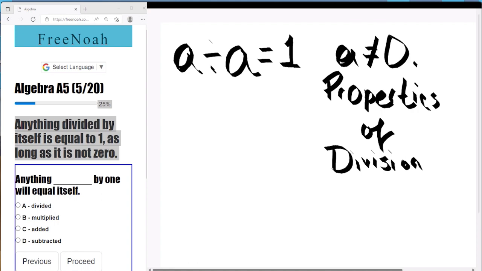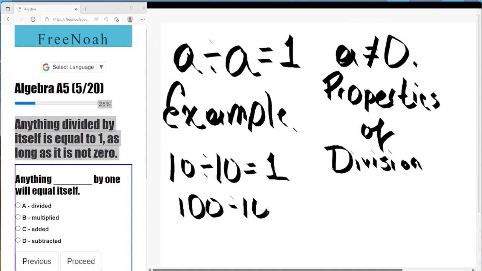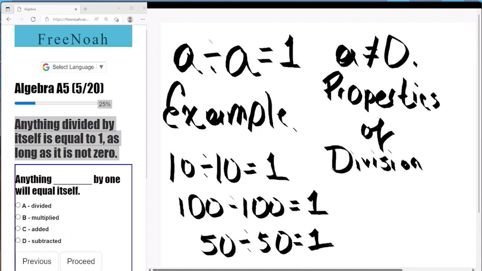Alright, so properties of division. Let's give you an example here. A divided by a equals 1. So this means 10 divided by 10, well, that's going to equal 1. How about 100 divided by 100? Well, that's going to equal 1. How about 50 divided by 50? Well, that's going to equal 1.